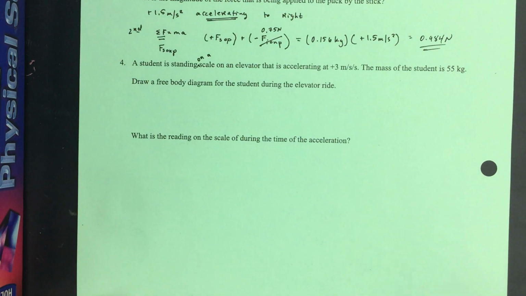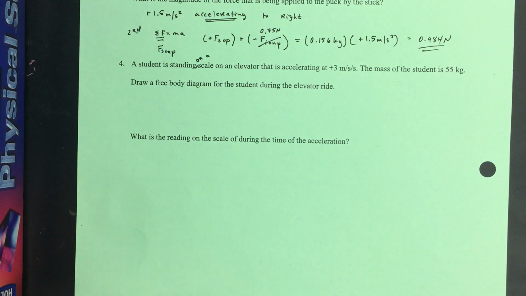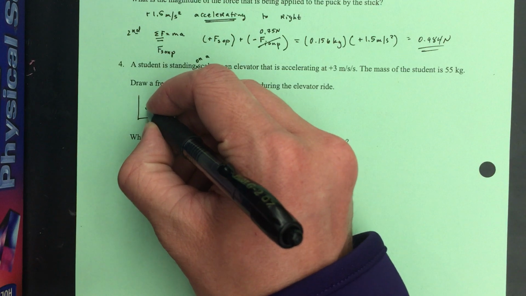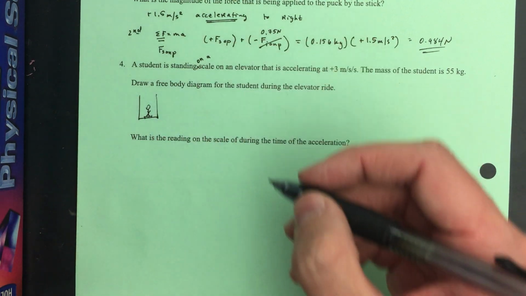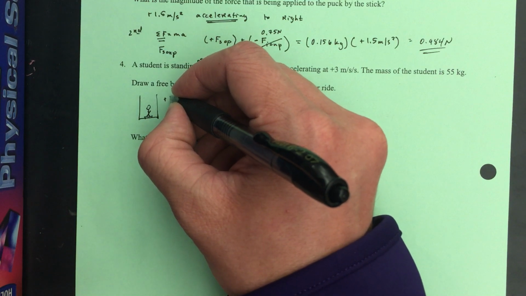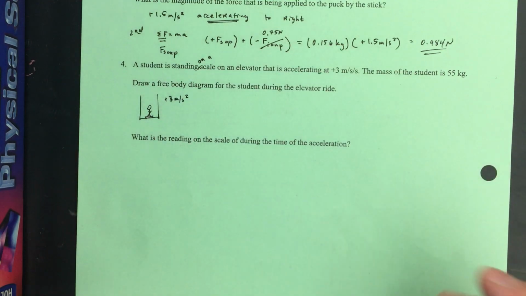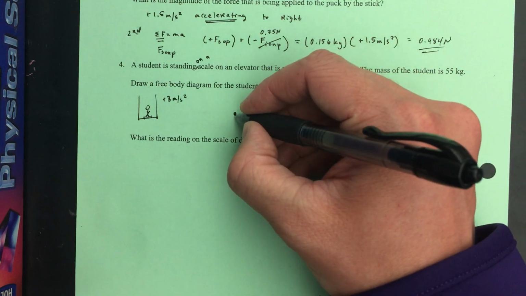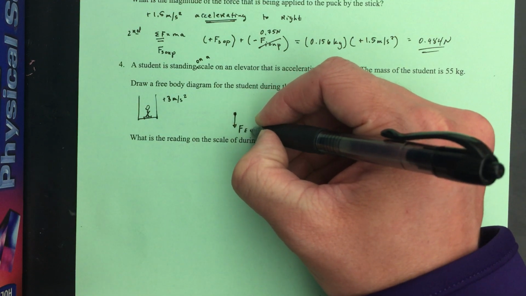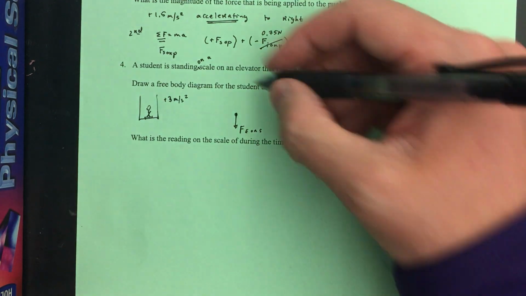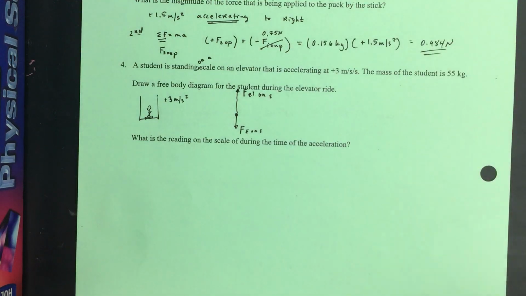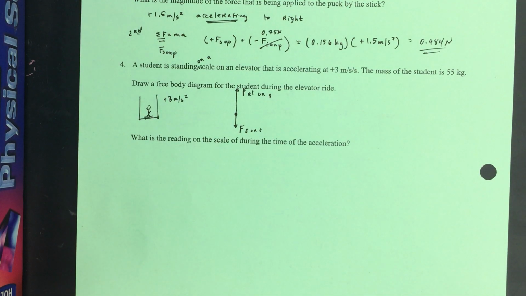Finally, question number 4. A student is standing on a scale on an elevator that is accelerating at positive 3 meters per second squared. The mass of the student is 55 kilograms. So if we are standing on an elevator on a scale and we are accelerating at positive 3 meters per second squared, we're led to believe that we are accelerating in the positive direction because that acceleration is positive. So if we're drawing a force diagram, we know the force of the Earth on the student does not change. It's the force of the elevator on the student that changes, and that force is going to be larger.